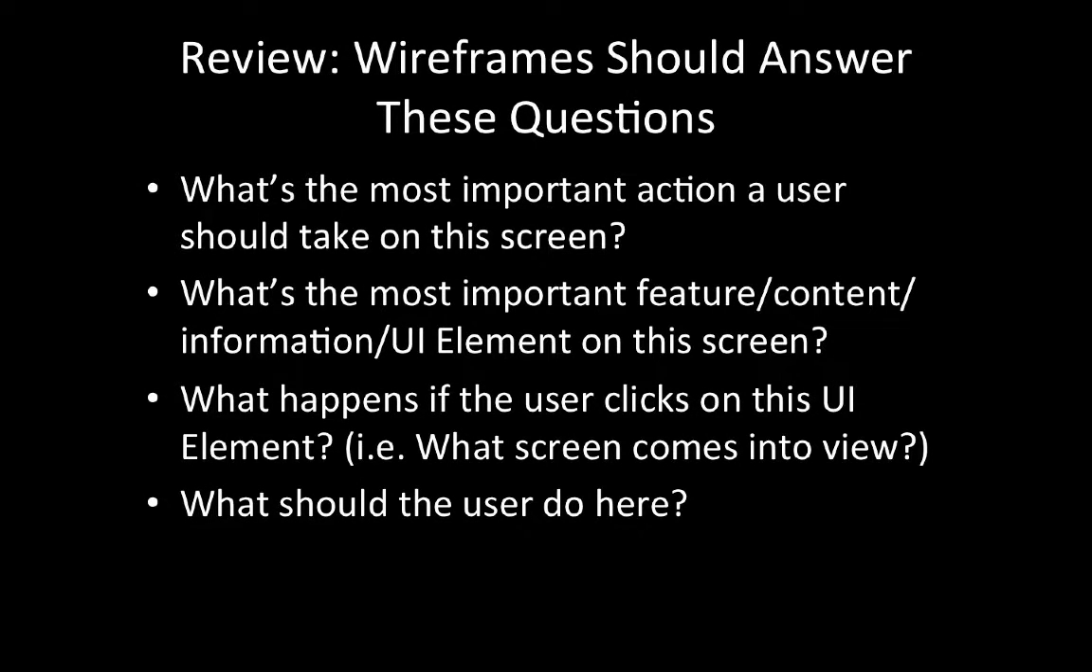What's the most important action a user should take on the screen? So this should be in designing your user interface, or UI. It should be intuitive what they should be doing. What's the most important feature, content, information, UI element, or control? What happens if the user clicks on this UI? It's part of demonstrating a unique app flow. If they press this control or this UI element, this next screen will come into view. So you need to think about all those sequences. And what should the user do here? That's where the intuitiveness comes in.